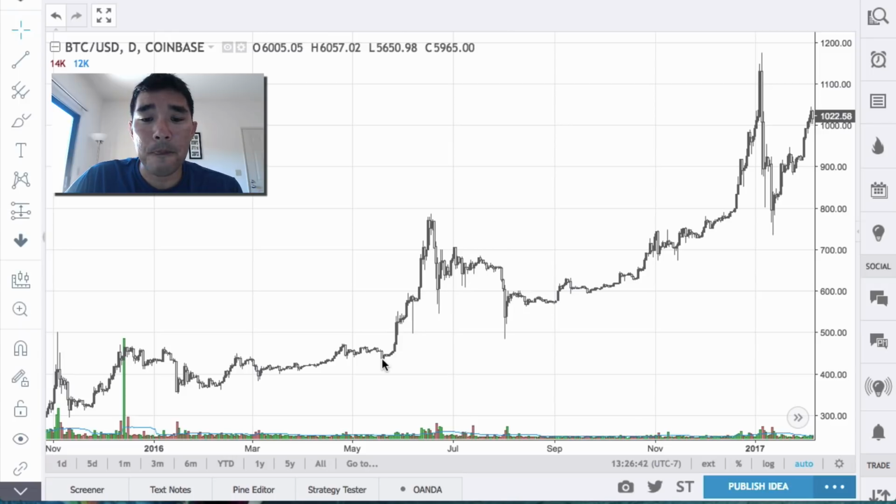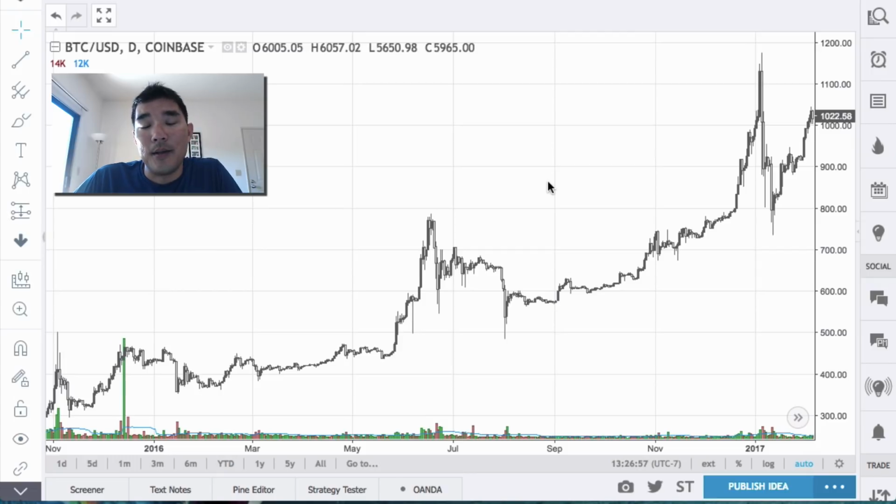So the baseball cap is basically this. Price gets pumped up, then it drops off, and then it stabilizes. So this is the top of the cap. This is the bill of the cap. And then it starts to move up.